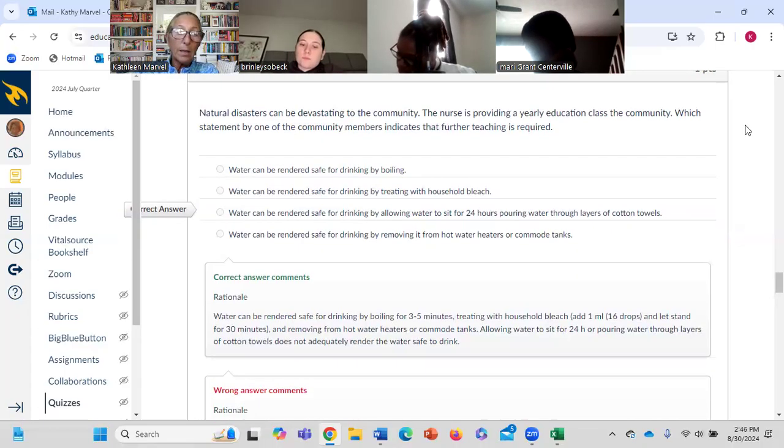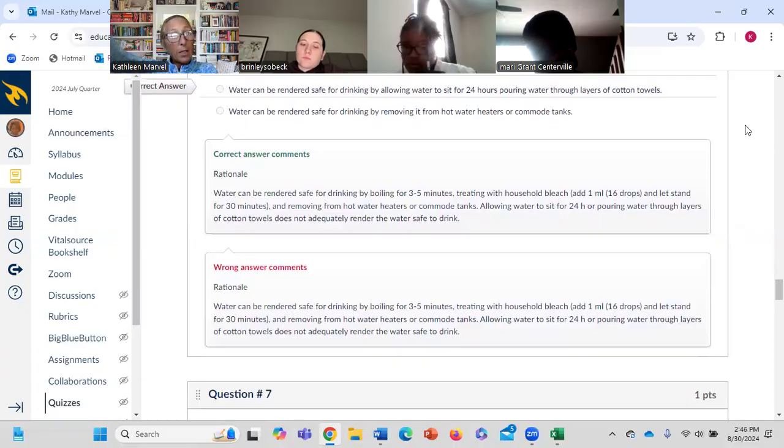All right, so the rationale. And in the community, if you're working in the community, you will be part of disaster preparedness. You'll be part of the impact stage. You'll be part of the post-disaster stage. And so you may be working with clients, working with the community that has lots of questions like, when can we drink water? So as basic as this seems, it's important information to have. So let's look at the rationale.